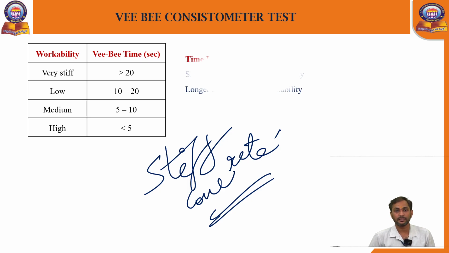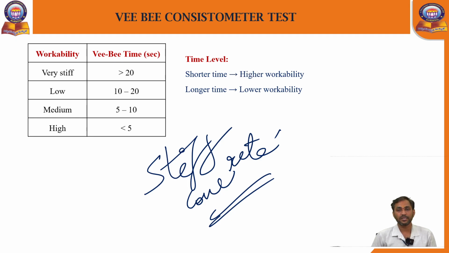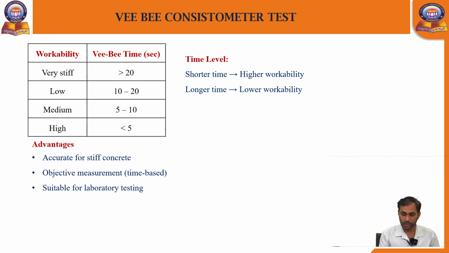So, if it takes a shorter time, high workable concrete. If it takes a longer time, lower workable concrete. Advantages: accurate only for stiff concretes. Objective measure, time based, suitable for laboratory testing.